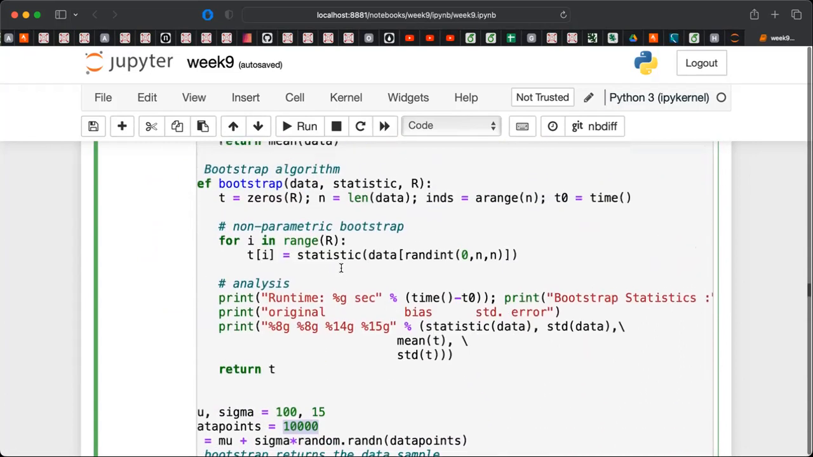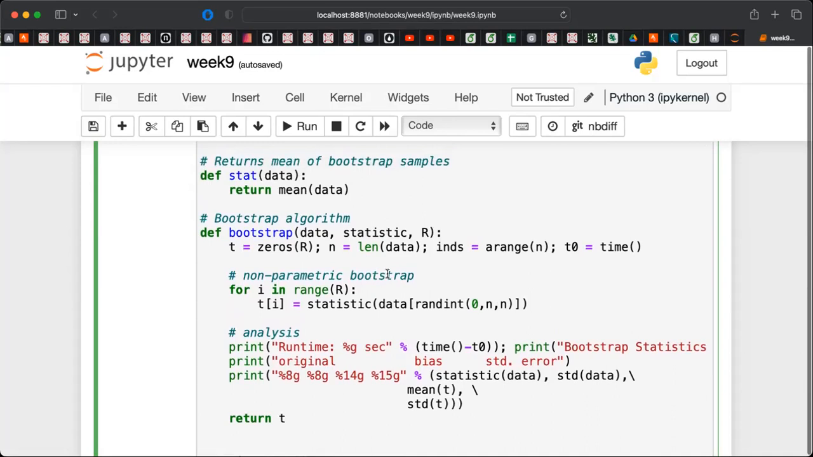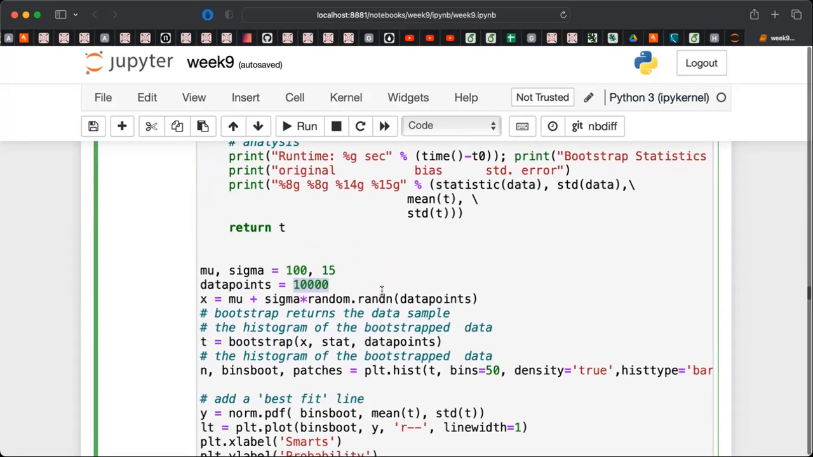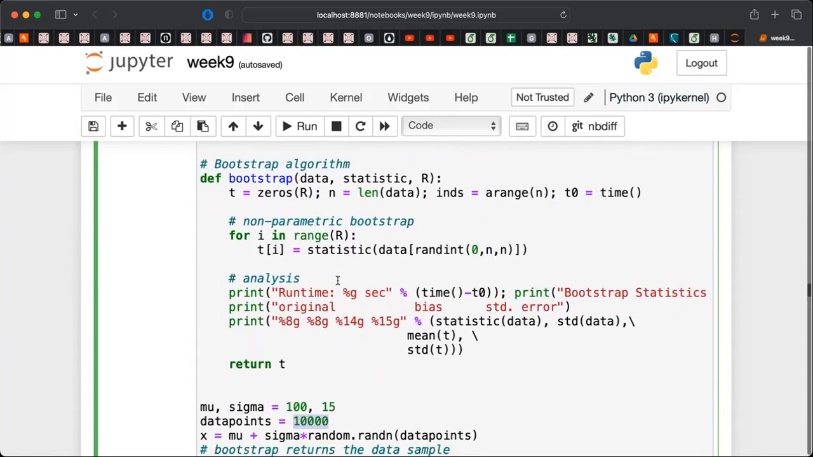In the function which you see here, I simply reshuffle these points with the randint function, where I take the observation I have, and that produces a new data set, simply a reshuffled data set. This reshuffled data set is then used to calculate a new mean value and a new standard deviation. So I produce 10,000 new data sets. In total, I'm producing 10,000 times 10,000 observations.